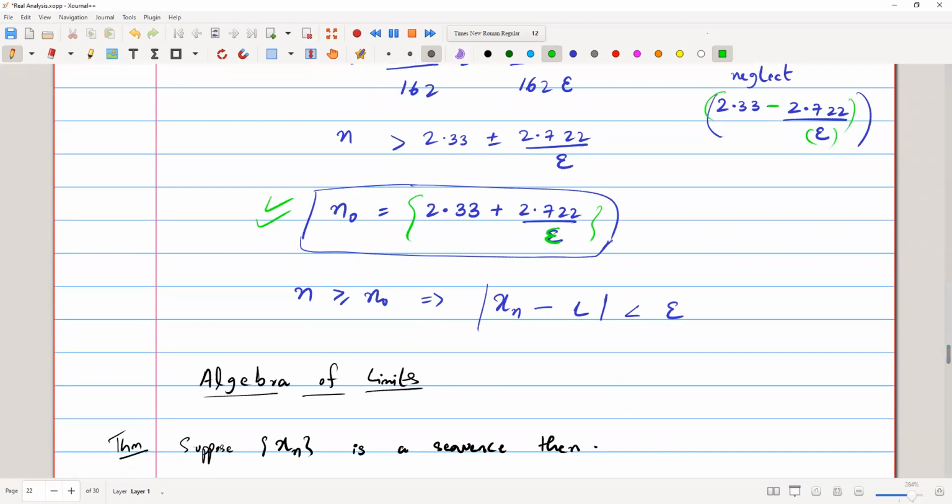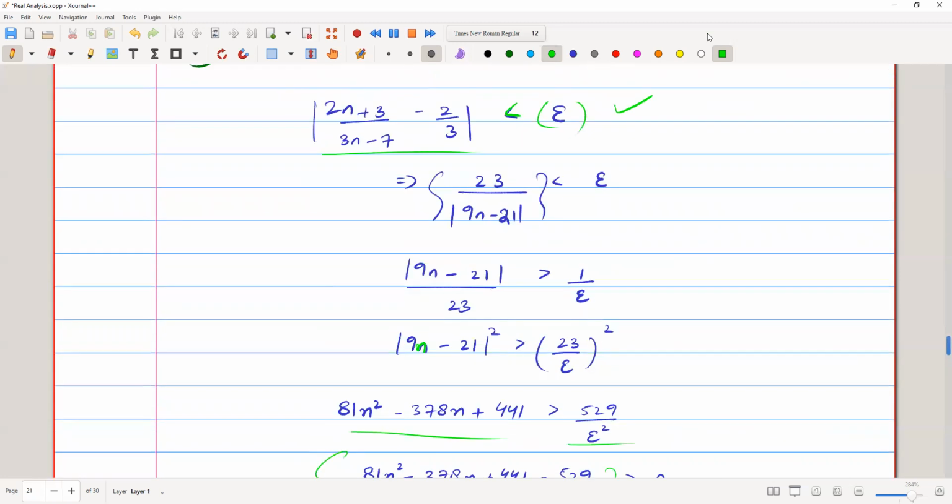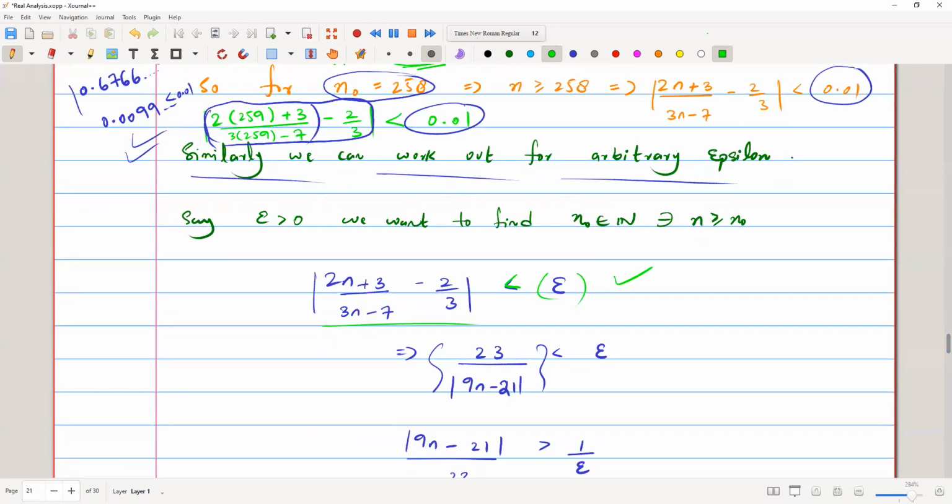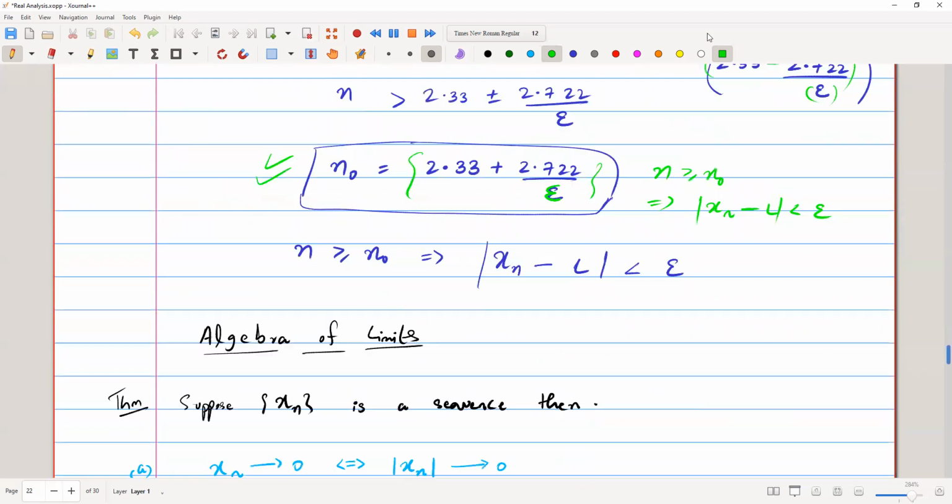Now for every n greater than or equal to this n naught, the definition follows that xn minus L will be less than epsilon for this particular sequence that I'm talking about in this example. That is my sequence, 2n plus 3 over 3n minus 7. Okay. So that's the general case for this sequence, and we showed that we can work for arbitrary epsilon.